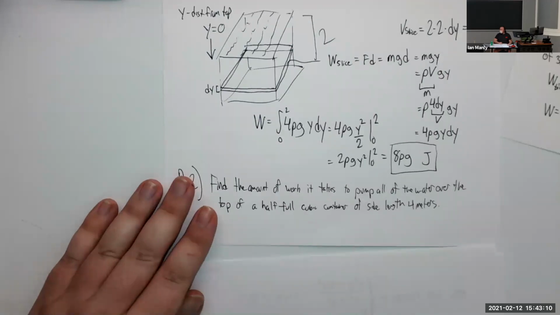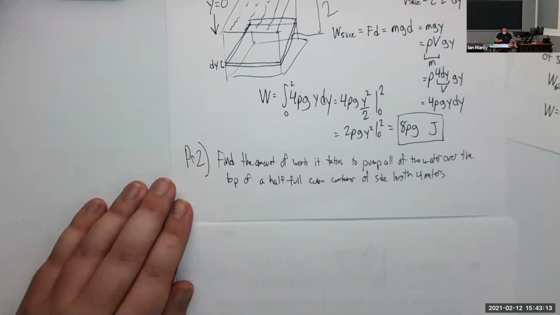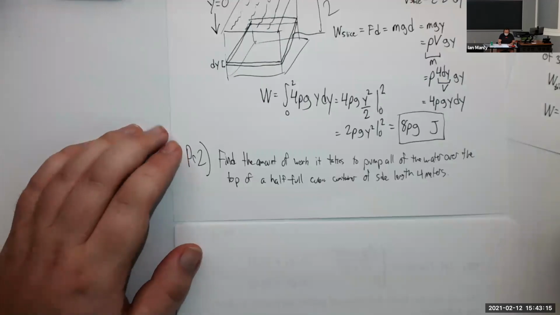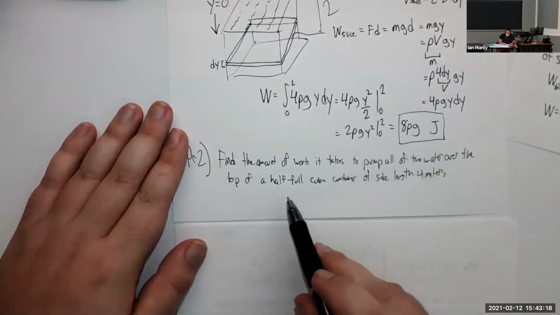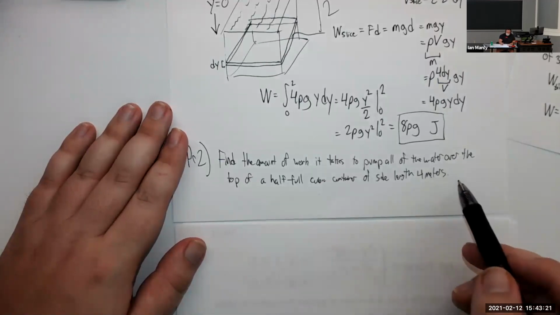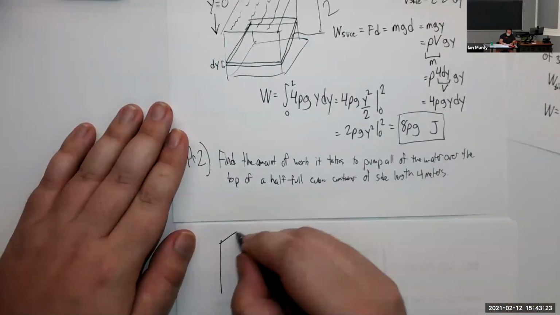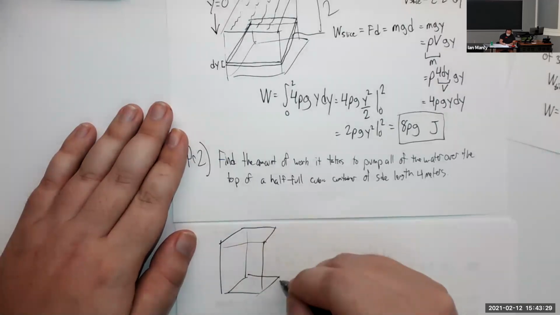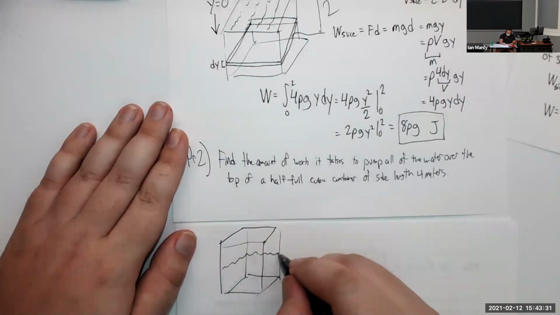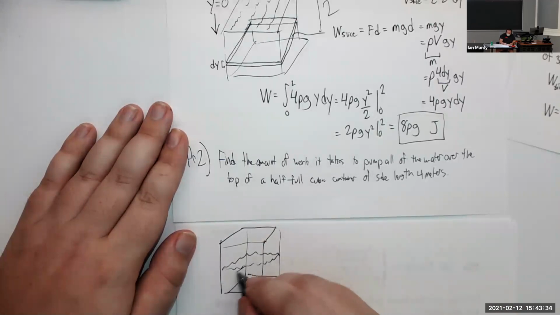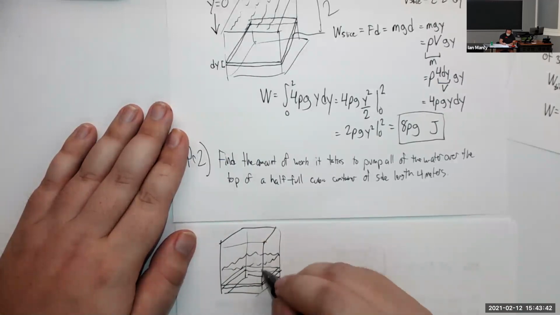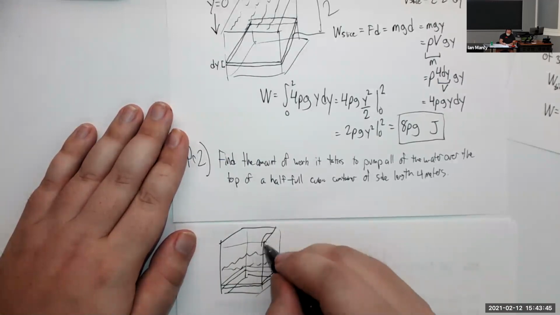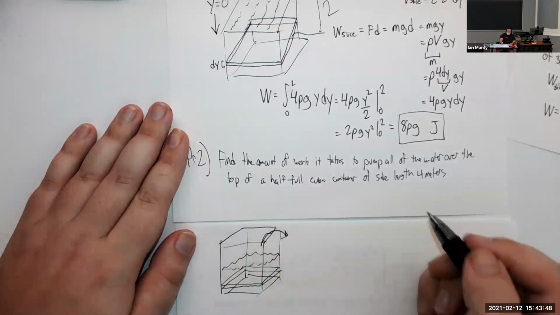All right, let's go through this one, and then I have one more example after this, and then we'll be good for the week. So we want to pump all of the water over the top of a half full cubic container of side length 4 meters. Now we're still going to divide everything into slices. So the water now is going to be right here, but we're still going to take these rectangular slices. And we're going to figure out how much work it takes to move this out over the top, not just to the top of the water here, but all the way out over the top.